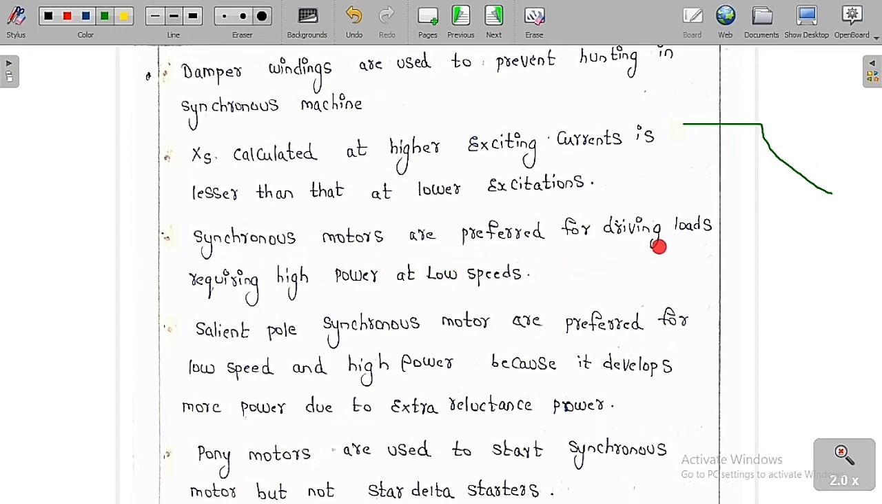Synchronous motors are preferred for driving loads requiring high power at low speeds. I have already told you, the synchronous motor is always preferred for low speed applications, whereas the induction motor is applicable for high speed applications. So whichever loads require high power at low speeds, we definitely prefer the synchronous motor.